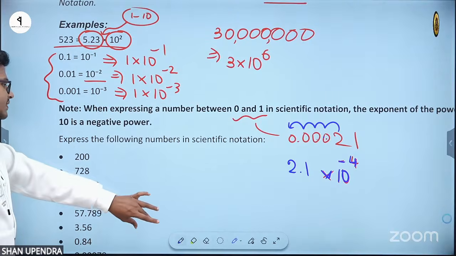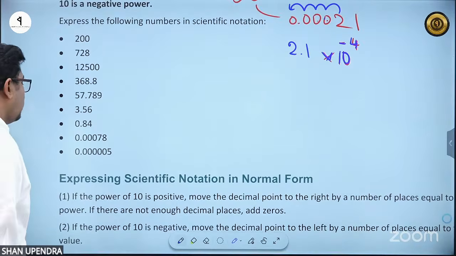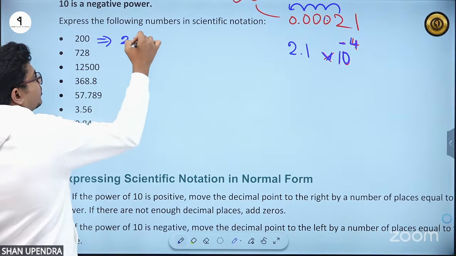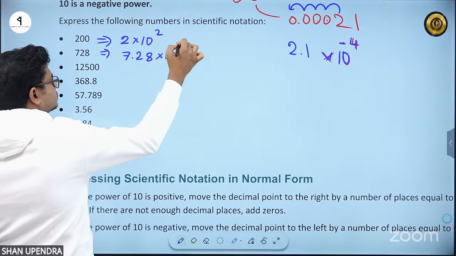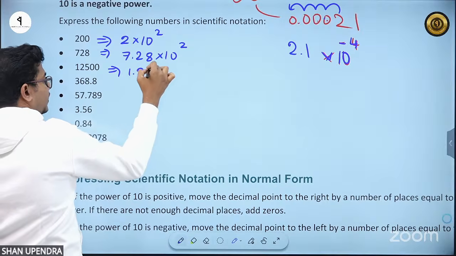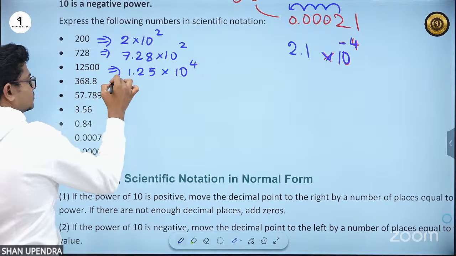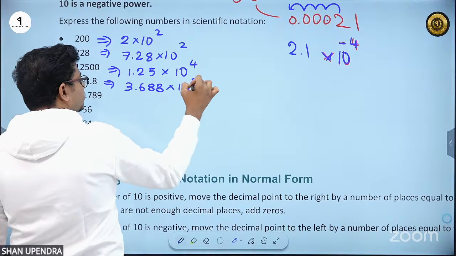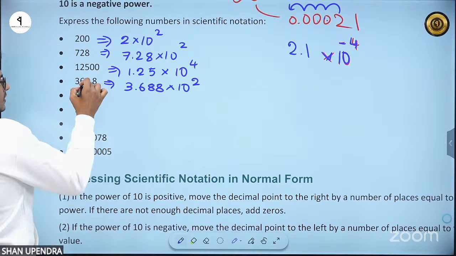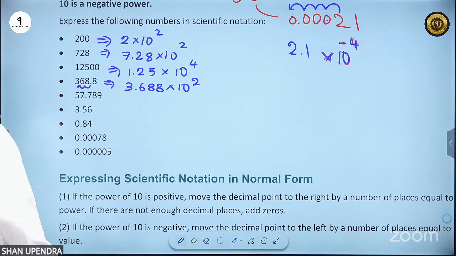Okay, so let's represent these in scientific notation. 2 into 10 to the power 2, 7.28 into 10 to the power 2, 1.25, counting 1, 2, 3, 4, into 10 to the power 4. Here, 3.688 into 10 to the power 2. We need to bring this decimal point here, so you can write 3.688 into 10 to the power plus 2.